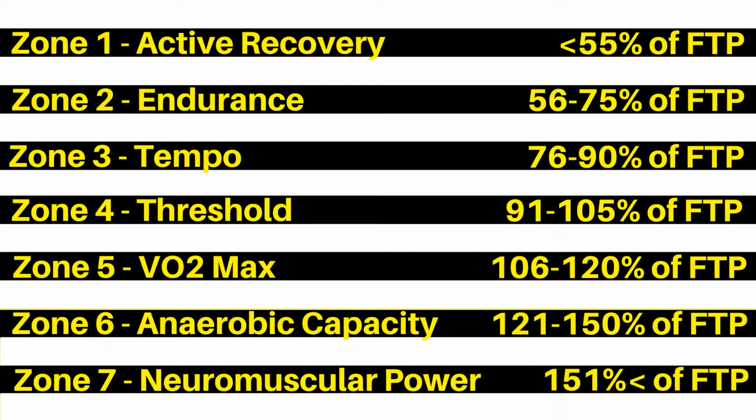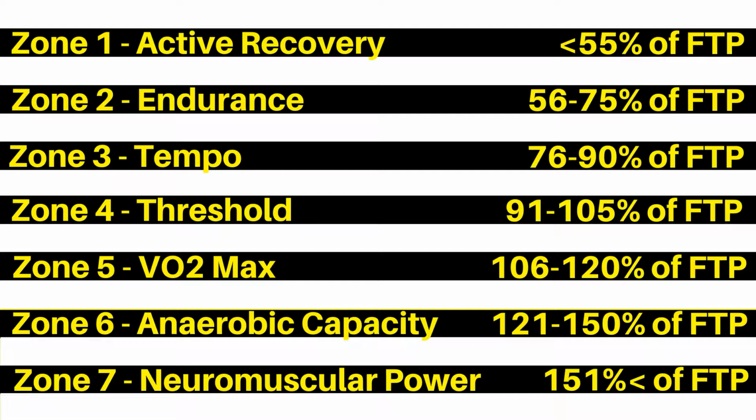Zone 3, or tempo, is between 76 and 90% of your FTP. The perceived rate of exertion of this effort should be between 3 and 4 out of 10. The aim of training in this zone is increased muscle glycogen storage. However, this training zone is not sustainable long term. A typical duration of a continuous ride for zone 3 can vary from 60 to 180 minutes, or 3 hours.